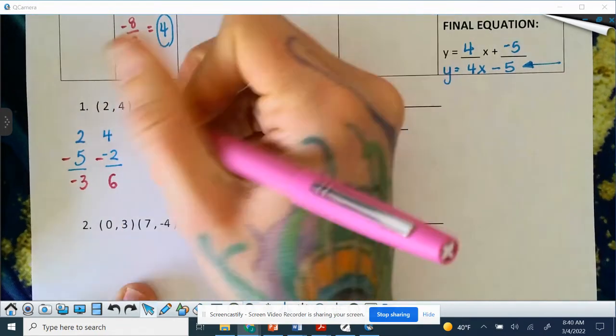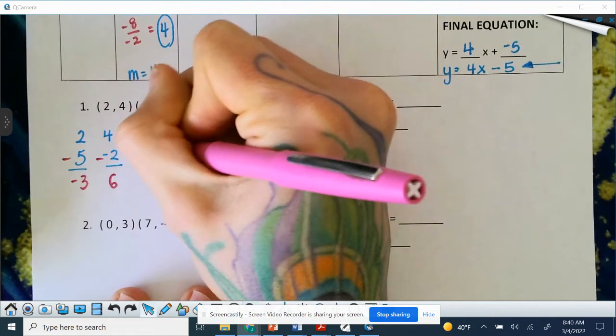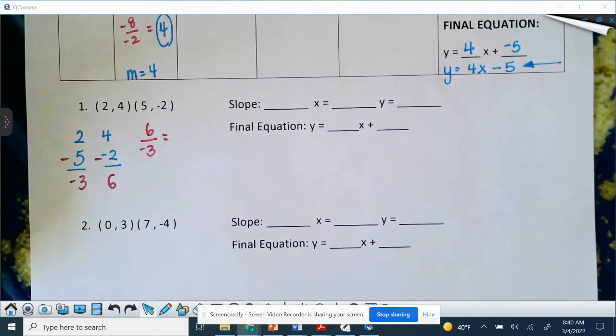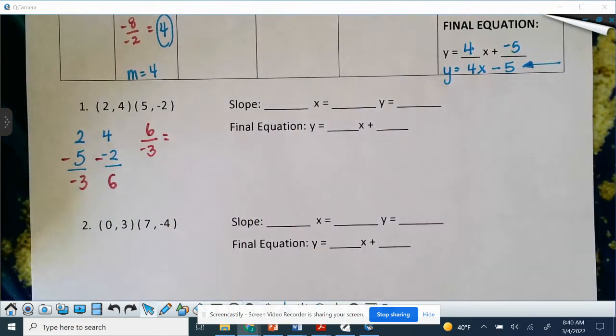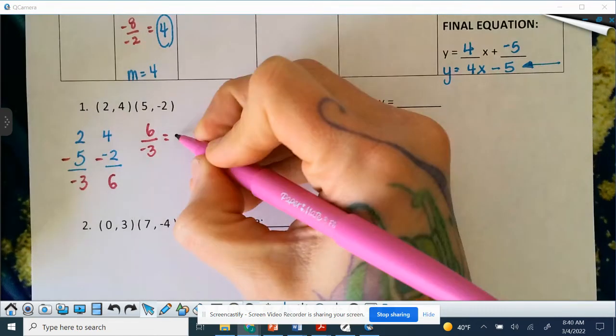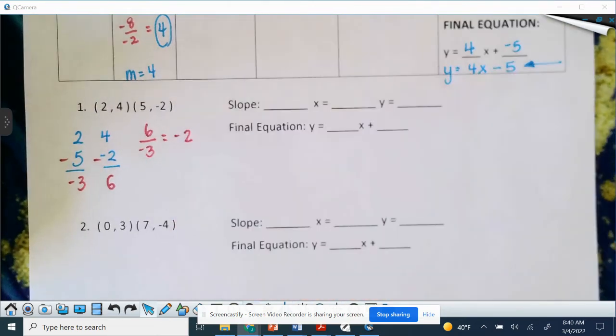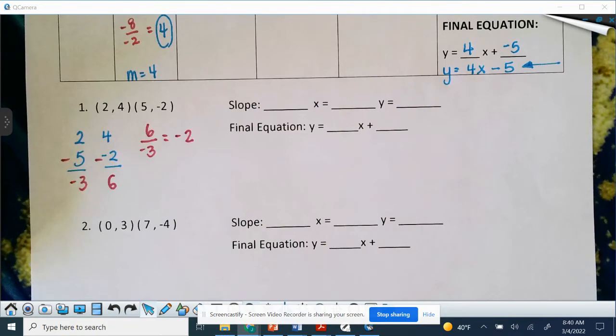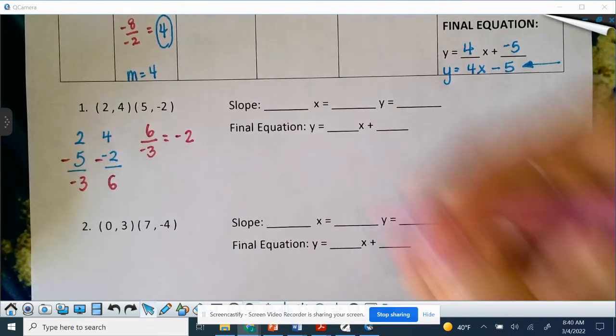Y is always on top. So it's 6 over negative 3. 6 is divisible by 3, so we're going to get a negative 2 because there's a negative on the bottom. And that whole number, remember, there's an assumed 1 on the bottom. So it's a rise of negative 2 and a run of 1. So our slope is negative 2.